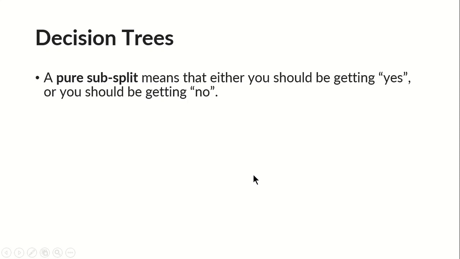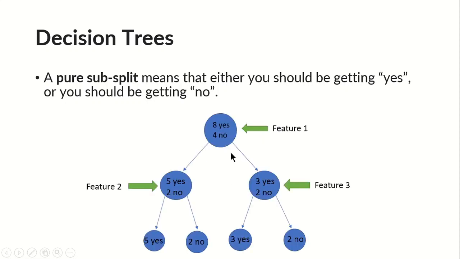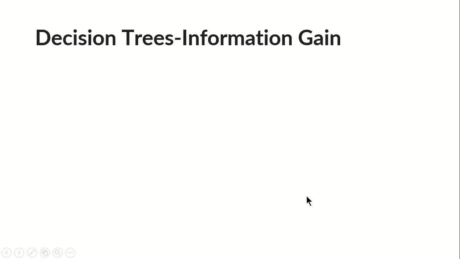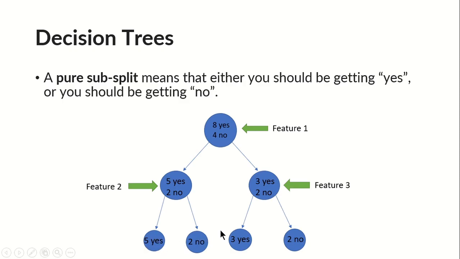Then a pure split means that you should be getting either yes or no. In that case there is no more splitting. So when we start, 8 yes and 4 no's are there, so of course we cannot decide. One option we got is 5 yes and 2 no's, and another option is 3 yes and 2 no's. Here again we cannot decide whether it is yes or no, so we again split like this. And when we get a single answer, yes or no, we stop the splitting.